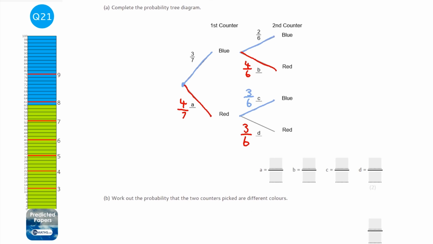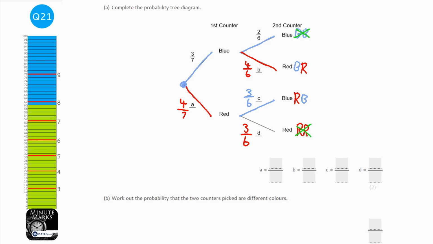Okay, question B says, work out the probability that the 2 counters picked are different colours. So let's follow our routes along. I'm going to go up and then up, so blue and then blue, blue and then red, red and then blue, and you're always starting from this point here, and then red and then red. Now let's have a look. Blue and blue are not different colours, so we're not interested in that. Red and red are not different colours, but the middle two are.